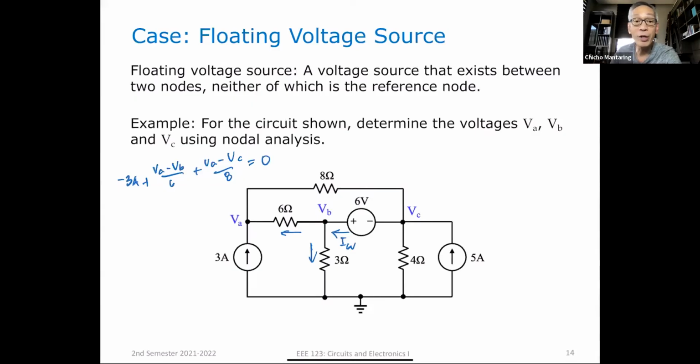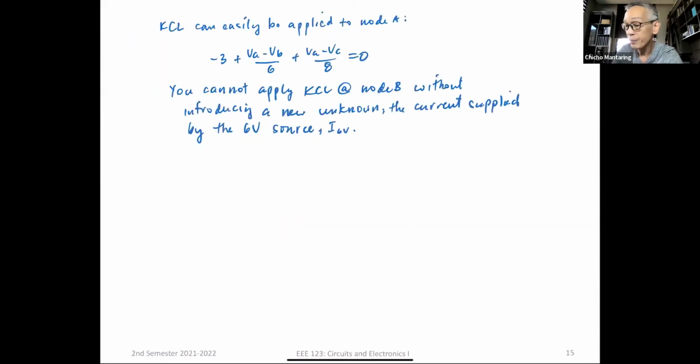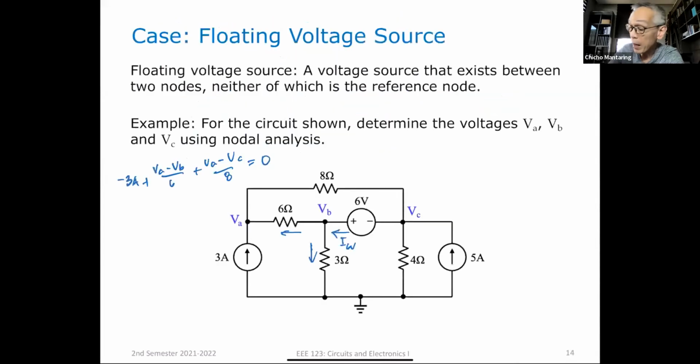Remember, what we want to do in the nodal analysis is reduce the number of equations that you use. So I cannot. Okay, let's try some other way. By the way, same situation with node C. If I were to apply KCL at node C, I would have to include the current here, which I don't know.